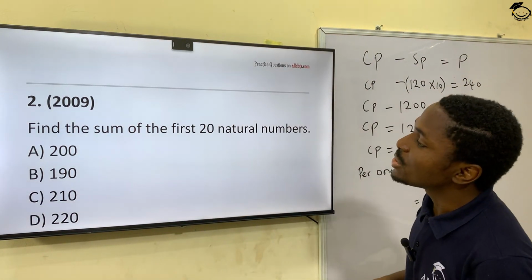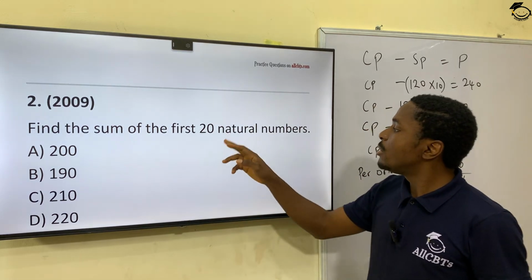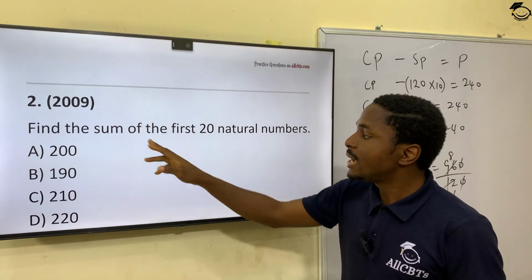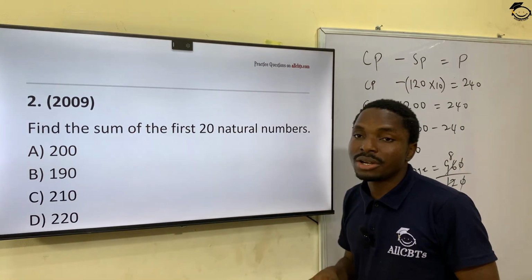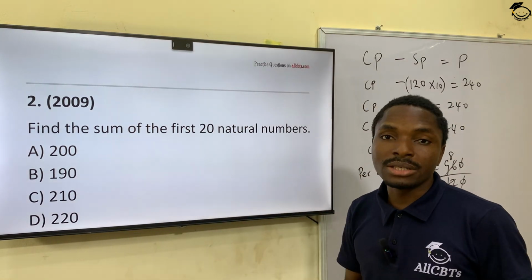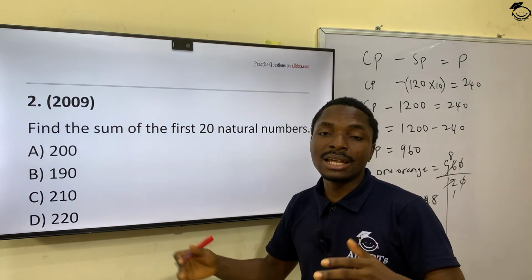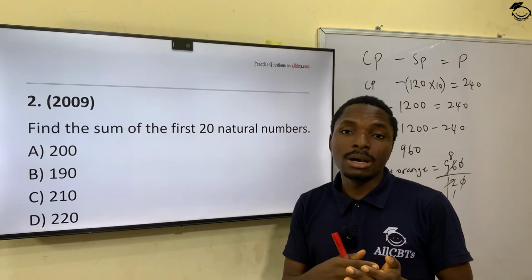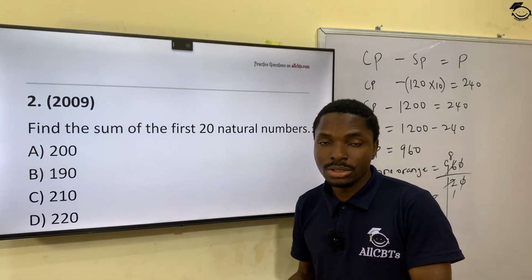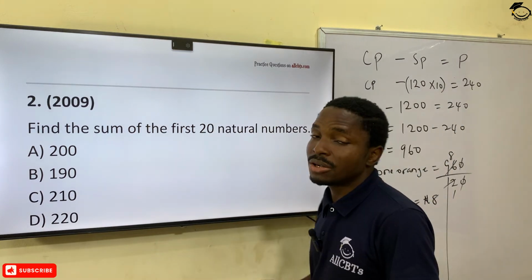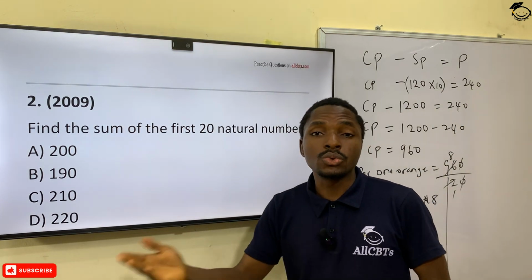Now let's go to question 2. Find the sum of the first 20 natural numbers. What's the meaning of natural numbers? Simply 1, 2, 3, 4, 5, 6, 7, 8, 9, 10. Any number that does not have decimal place or that is not a fraction is a natural number. So the first 20 natural numbers, like I just mentioned, is 1 to 20.